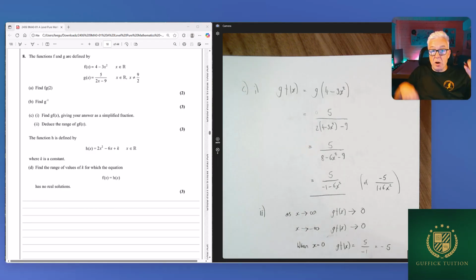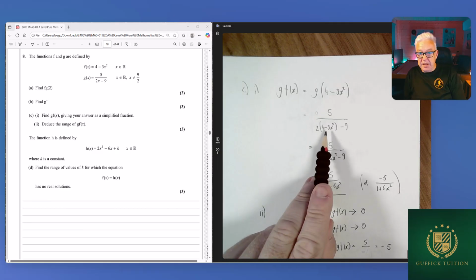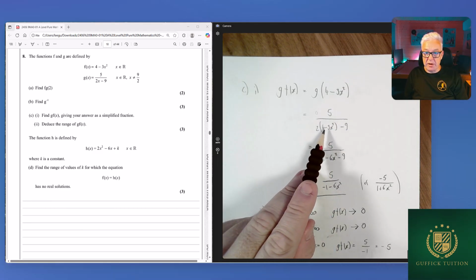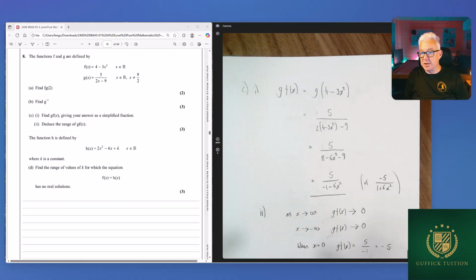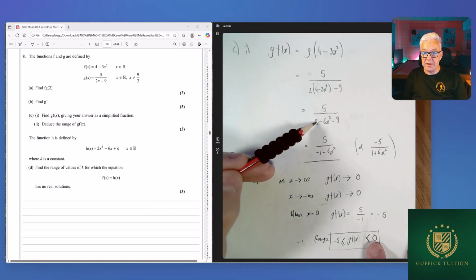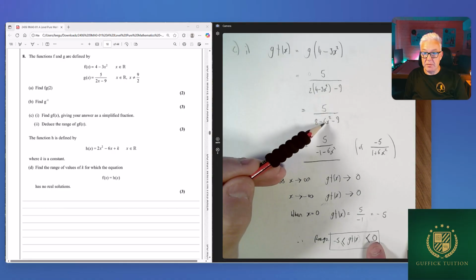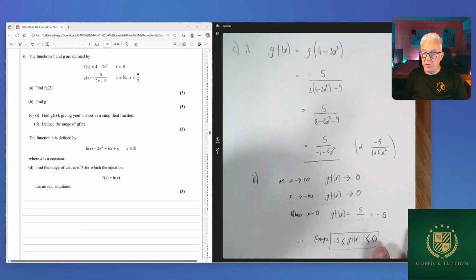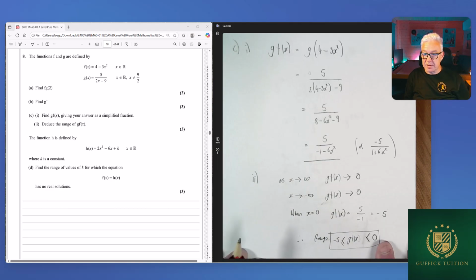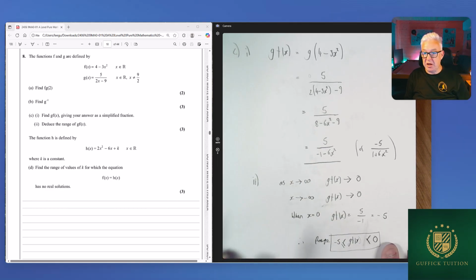So our new quote-unquote x is our 4 minus 3x squared. So we've got 5 over 2 times by 4 minus 3x squared minus 9. So now we just expand our bracket. So we're going to go 2 times 4 is 8, 2 times 3x squared is going to be minus 6x squared. And we can then collect like terms. 8 minus 9 is minus 1. So that's our expression. That is our g of f of x.